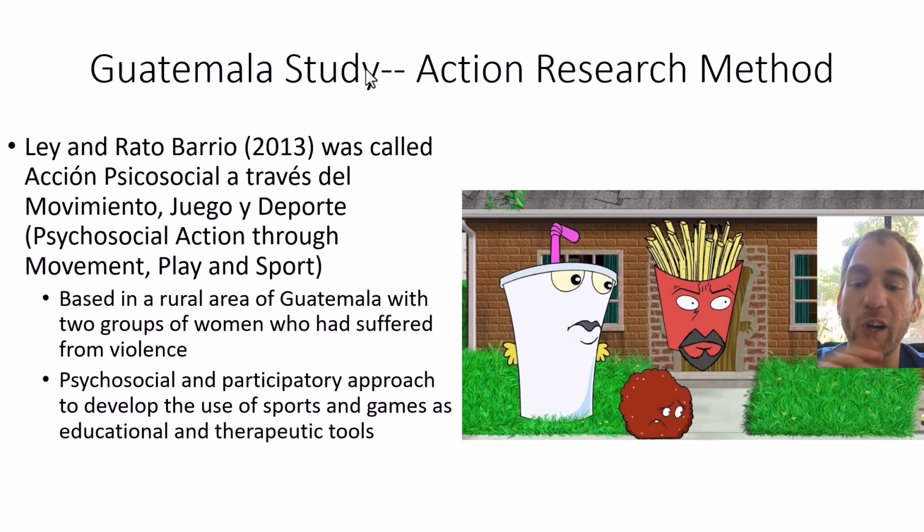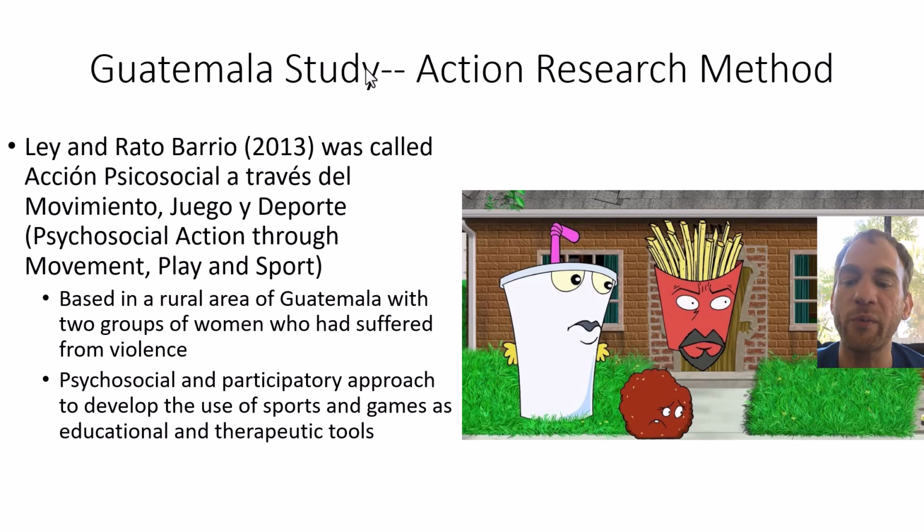And as you may recall, action research methods involve researchers working with the community to identify predictors and problems within that community as reported by those community members, and then working with the community to design interventions to change their environmental conditions and improve the developmental outcomes within that community.